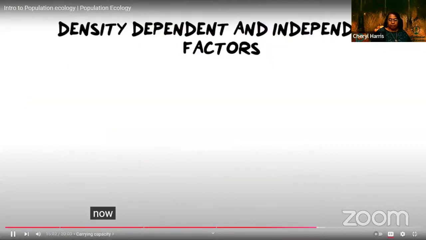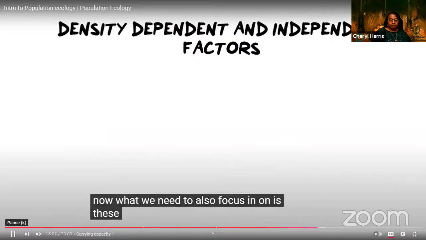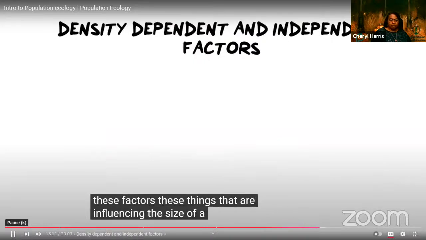Now, what we need to also focus in on is these factors, these things that are influencing the size of a population. All right, so write these. This is your last heading. Density dependent and independent factors. And as she said, these are factors that are going to influence the size of the population.